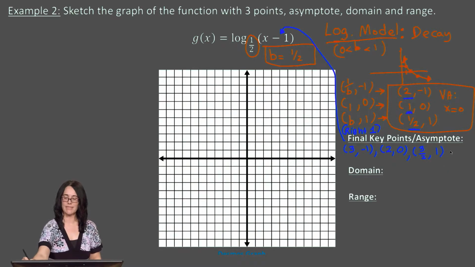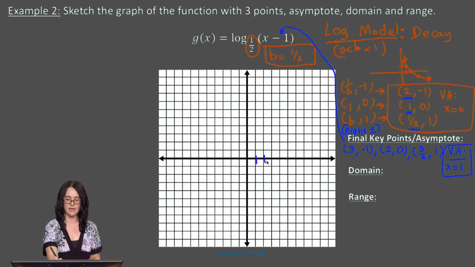Has my vertical asymptote changed? Well, it's an x value. Have my x values changed? Yes, they've moved to the right 1. So I've added 1. I've increased them by 1. So this would be at x equals 1 now. Let's put that on the graph and see what we have.